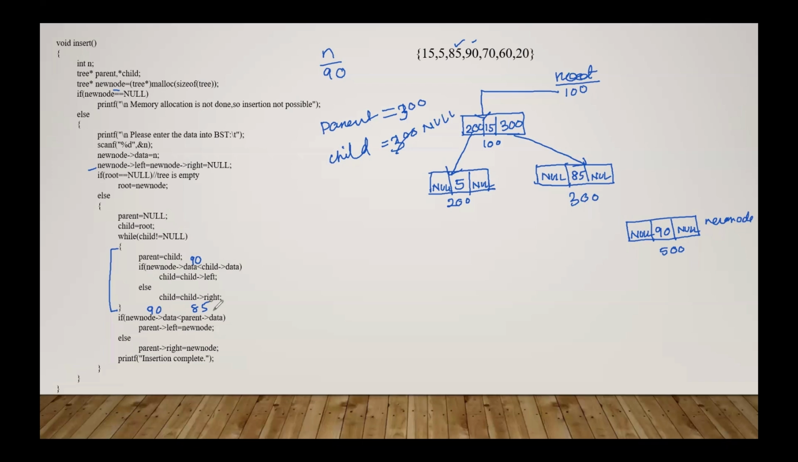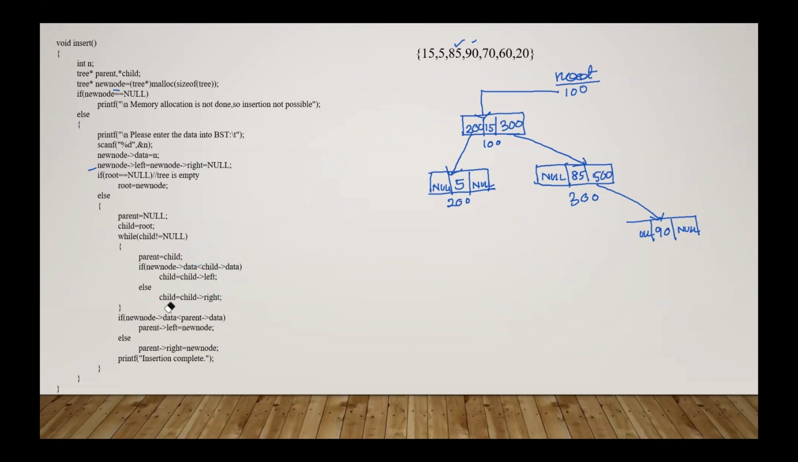Parent right. What is parent? Parent right now is 300. 300's right is this position. Store which value? 500. So we have to store 500 here. If we make it 500, now what happened? It becomes the right child. So we inserted the 90 data into our binary search tree. This is the general way we are inserting data into our binary search tree.